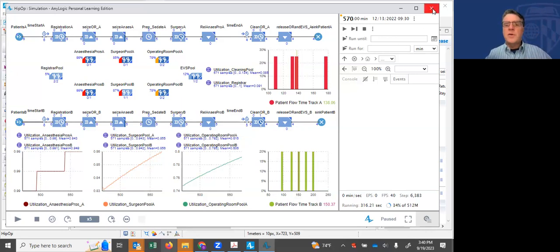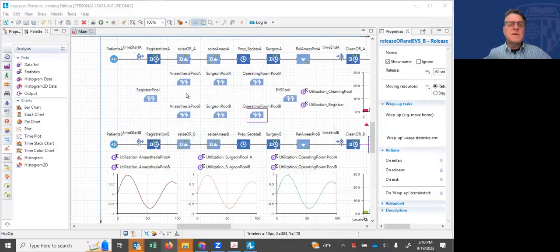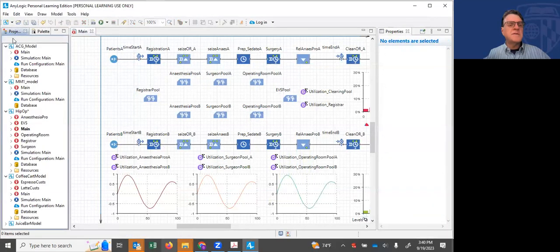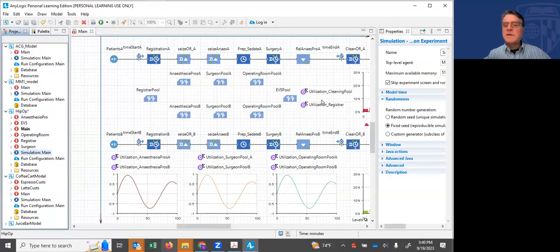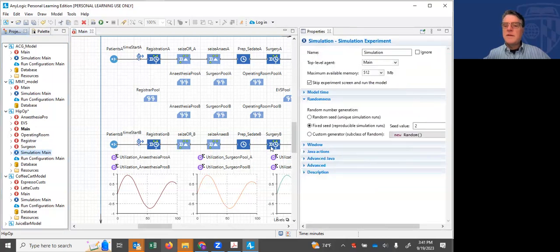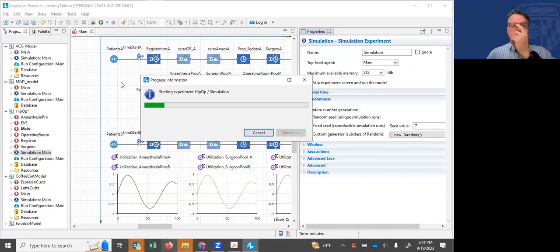And I'm going to run one more time for you, and I'll run it faster. But I want to change something. I go to projects, and I go to simulation main for the hip hop model. Just change the random seed. And I'm going to make this, let's say, a 7, whatever, just something different. Run it. And I'm going to run this one faster to completion.